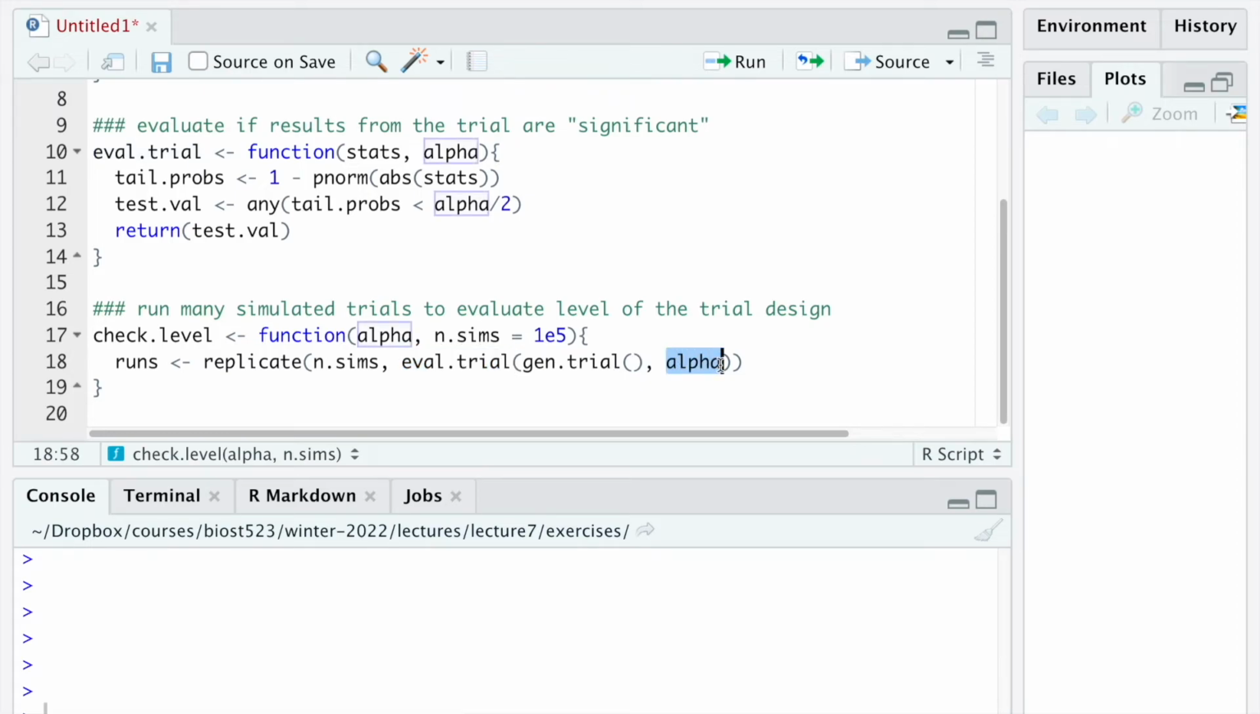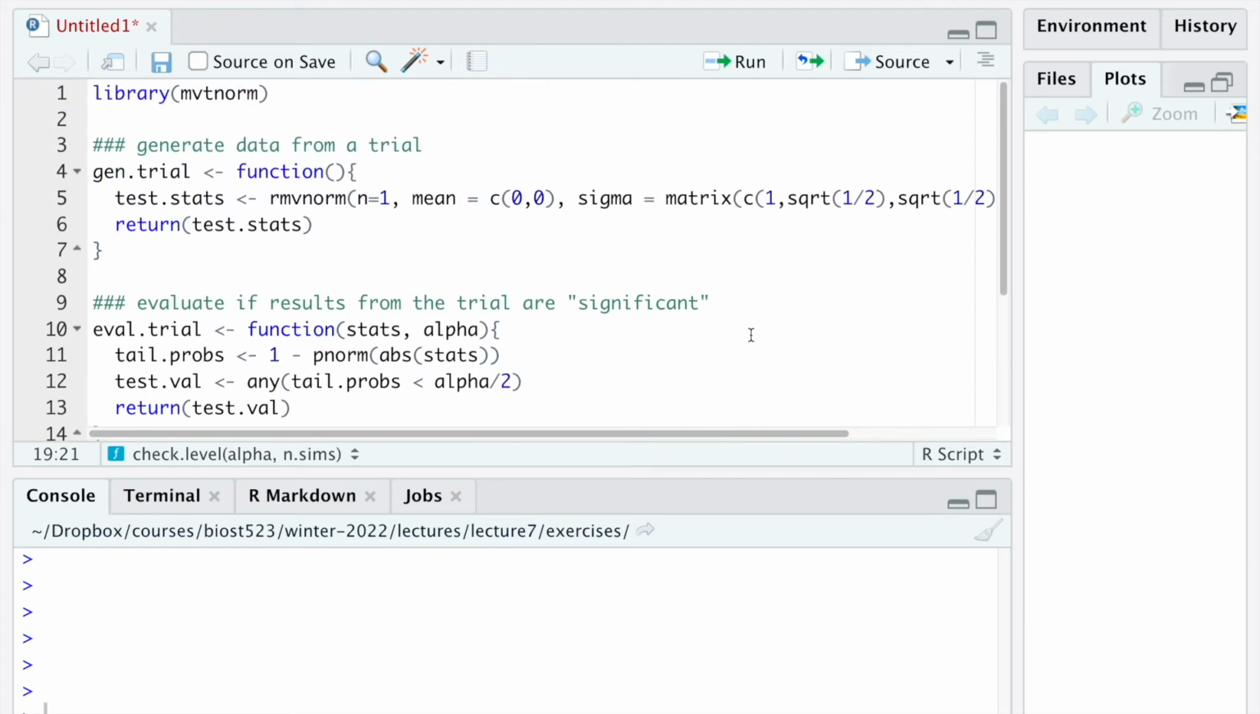So what are we going to get at the end of this? We're going to get nsims, or by default 100,000 different trials where the output will be a vector of 100,000 trues or falses or ones and zeros, indicating if there is a rejection or not in each of those trials. And then I would like to return the proportion of those that are 1, so that can be the mean of that vector. The mean of a binary vector, or the mean of a vector of trues and falses that gets converted to a binary vector, is the proportion of 1s.